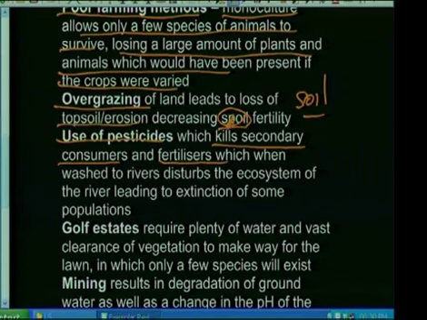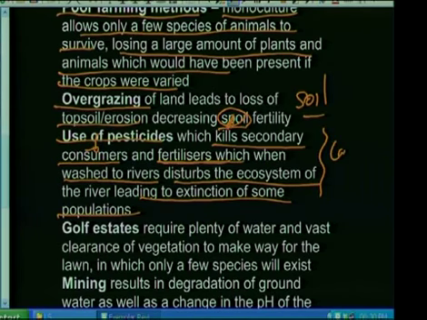Then we can talk about fertilizers. When we use it, remember the two separate points here. One is about pesticides and the secondary consumers. And then the next point is on fertilizers, which if we use them incorrectly and they wash into rivers, they disturb the ecosystem of the river, leading to extinction of some population. You could even include here your eutrophication story to explain how it came till that point.